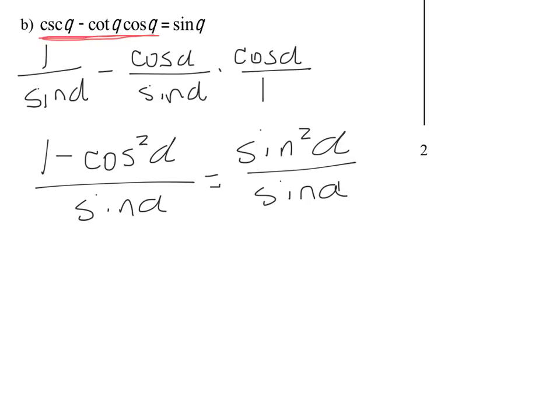Well, I can cancel out one of the sines. So what I end up with, after I cancel out one of the sines, is just sine alpha, which is what I was trying to prove. And I've proven it.